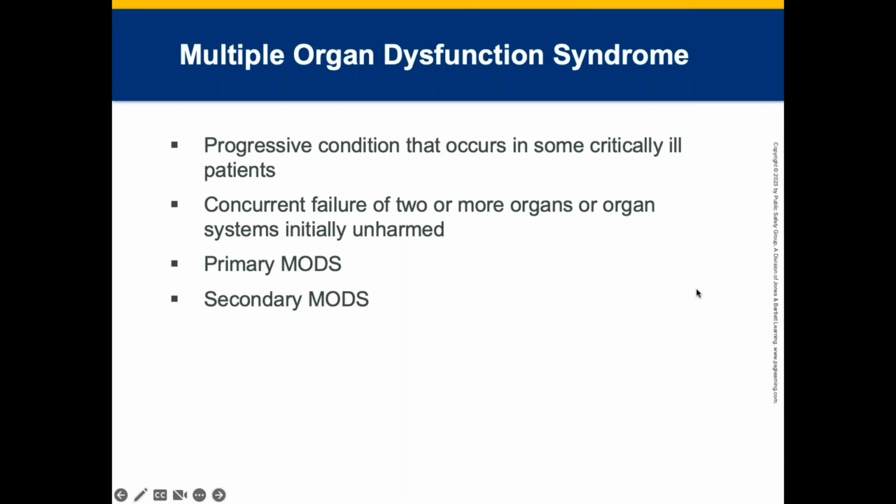Primary MODS is a direct result of an insult, such as a pulmonary contusion. A secondary MODS occurs when an injury or infection triggers a massive systemic immune, inflammatory, and coagulation response. We talked about DIC, that coagulation response, accompanied by the release of toxins. Secondary MODS is slower and more progressive organ dysfunction, right? That would be your septic patients that could have that.